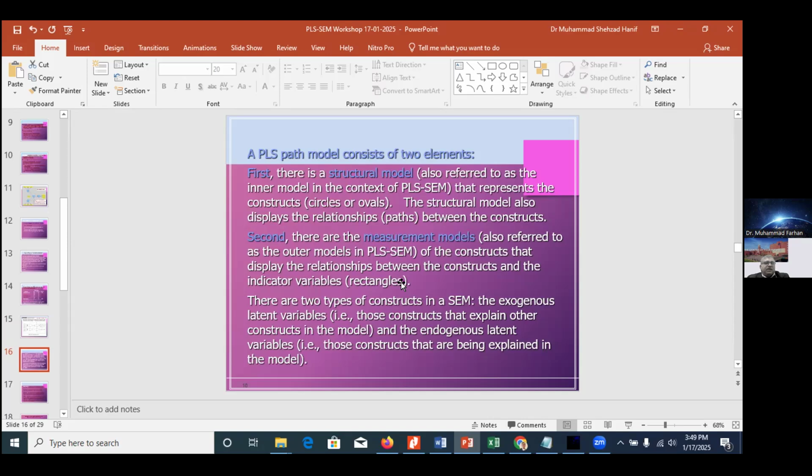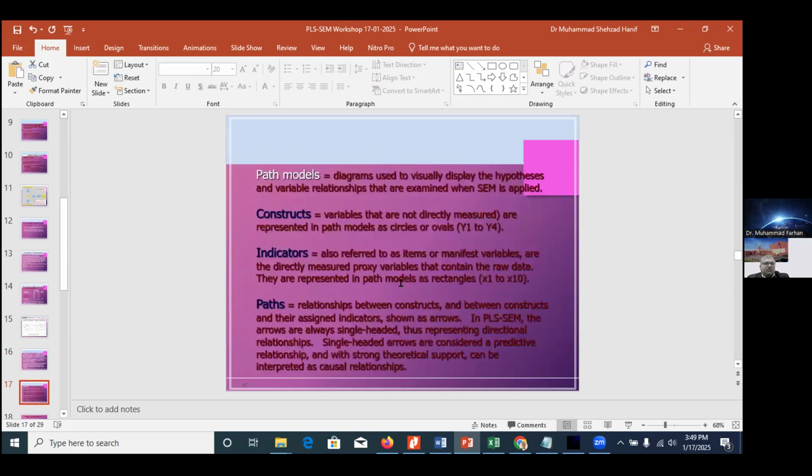Now let me talk about formative and reflective constructs. What are the different types? Constructs can be reflective, constructs can be formative. And there are certain terms also which will be useful for you. Path models are there. I already explained indicators. I already explained paths are the arrows from IVs to DVs or probably the intermediary variables.